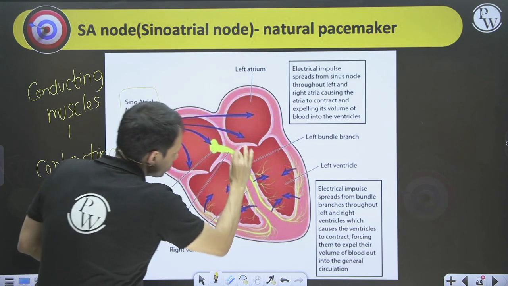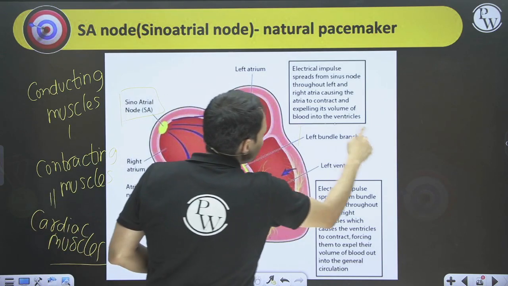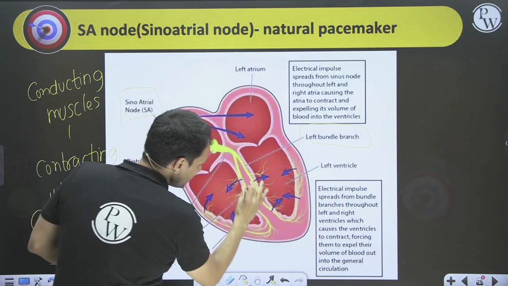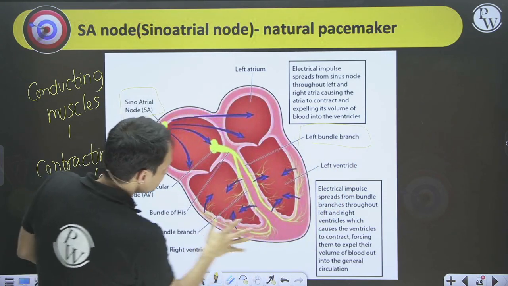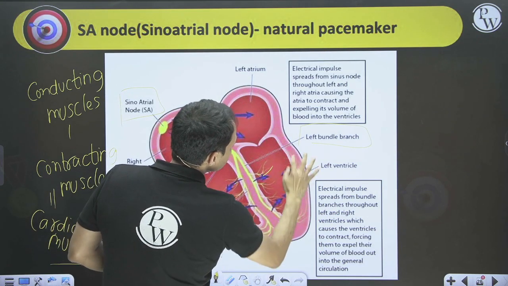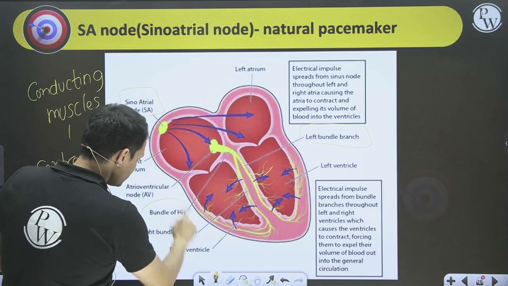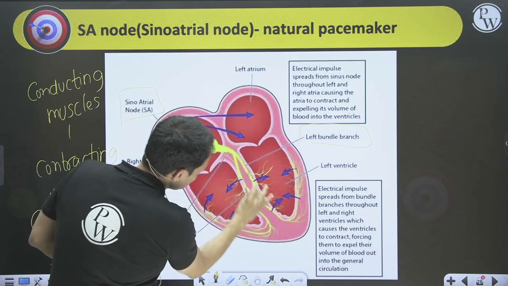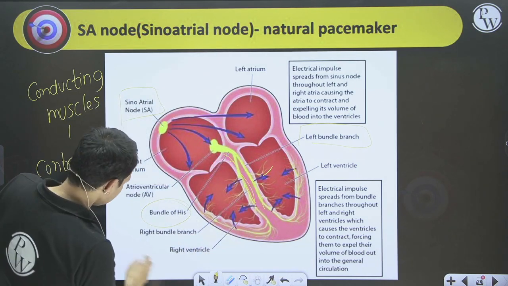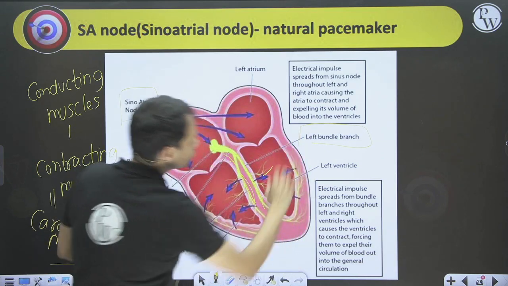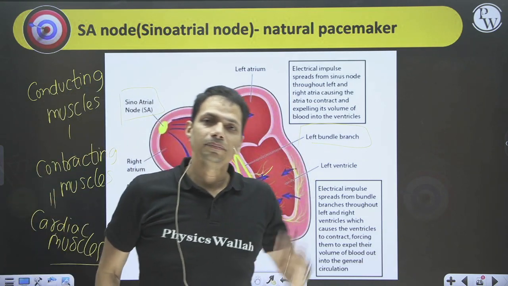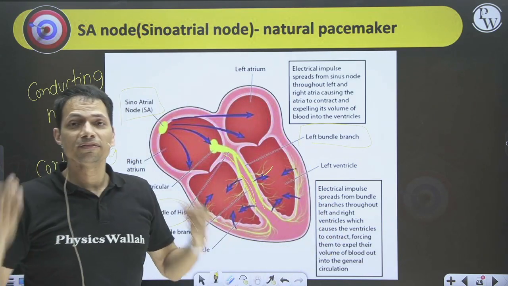From the AV node, look, it goes through the bundle of His, right? And then finally it spreads into the rest of the heart muscles through the Purkinje fibers. Here is the bundle of His, which is present at the septum of the ventricle, and then we have the Purkinje fibers through which the entire electrical impulse spreads to every corner of the heart.